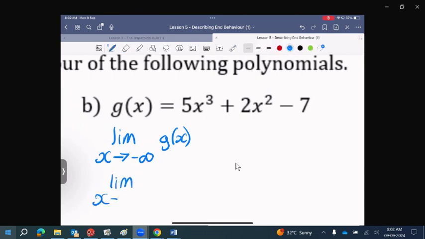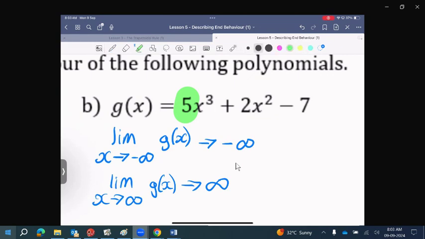The limit as x approaches infinity, positive infinity, of g of x approaches positive infinity. Why? Because the lead coefficient is positive. So the left-hand limit will approach where? Negative infinity. Why? Because the degree is odd. You need the reasons as well.